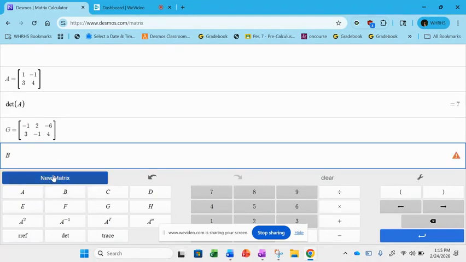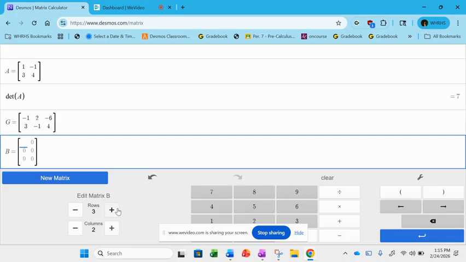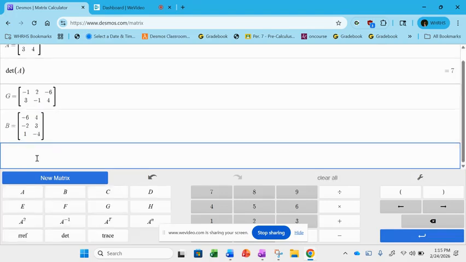I'm going to call this matrix B. So I typed B and then I press new matrix. This is going to be a 3 by 2. The first element is -6, 4. Second row will have -2, 3. Next element will be 1, -4 is our last element. And then I want to save this, enter. So now, let's say I want to multiply G and B.